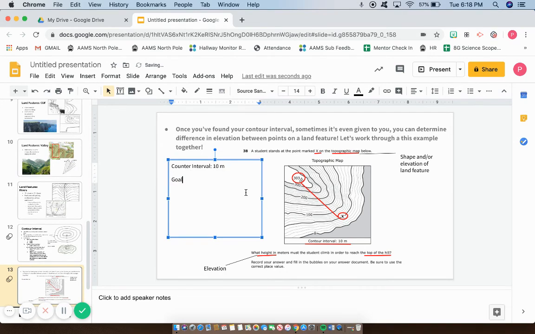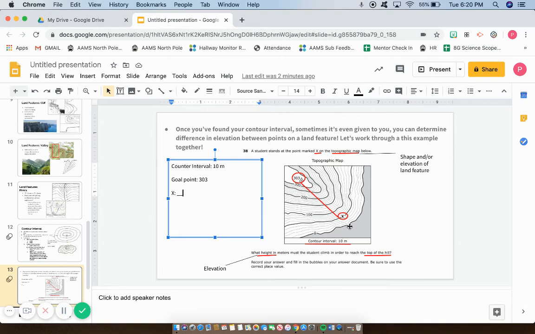What's our goal point or our end point? How high are we trying to climb? Yes, 303 meters is the top of the hill. So we need to know point X. We need to know how high of an elevation point X is at. Now, in order to find the difference that we'll need to climb, we'll use our contour interval to calculate from 0 meters all the way up to point X. And our contour interval is 10 meters, so we'll just go up by 10 each line that we count.